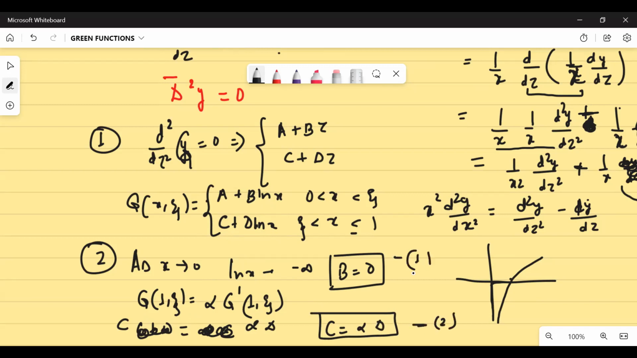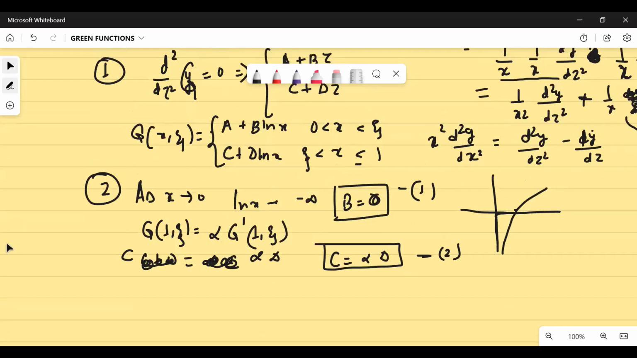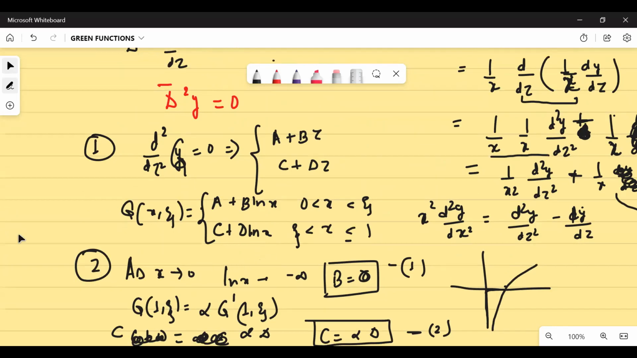These are the two conditions that we are getting by satisfying the homogeneous boundary conditions for the Green's function. Is that clear? Sir, in G dash, the derivative of log x is 1/x, and if you put 1 in place of x, you get d upon 1. Okay, yes sir. Right, okay.